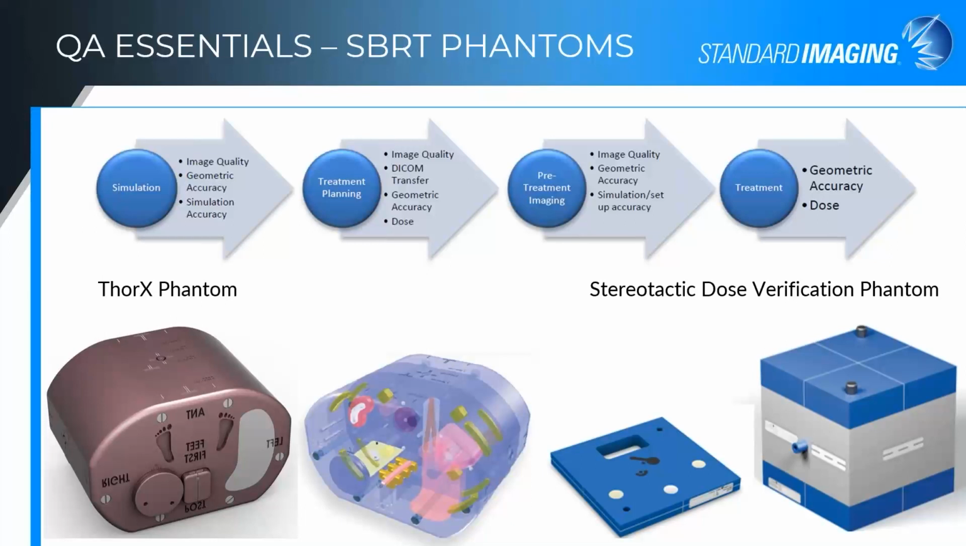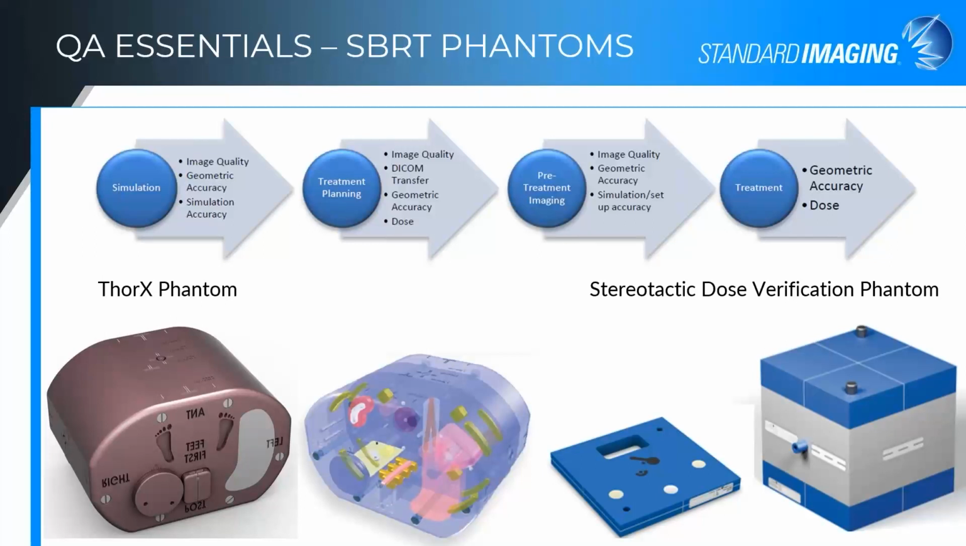It's made in 4 sections. And as you can see here, in the light blue version, the variety of items embedded within it. So if anthropomorphism on some level is important to you, you get that with the thorax phantom. You have ribs, for example, vertebrae and a spinal cord for localization, and they are different densities, of course.